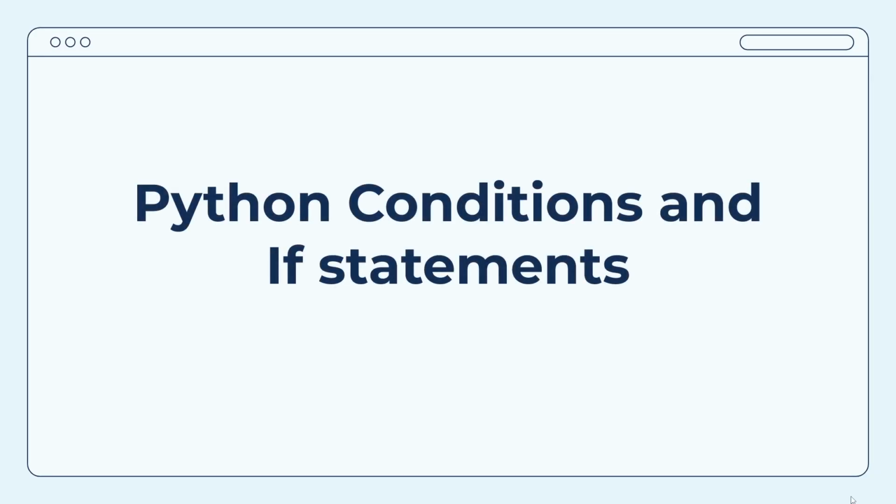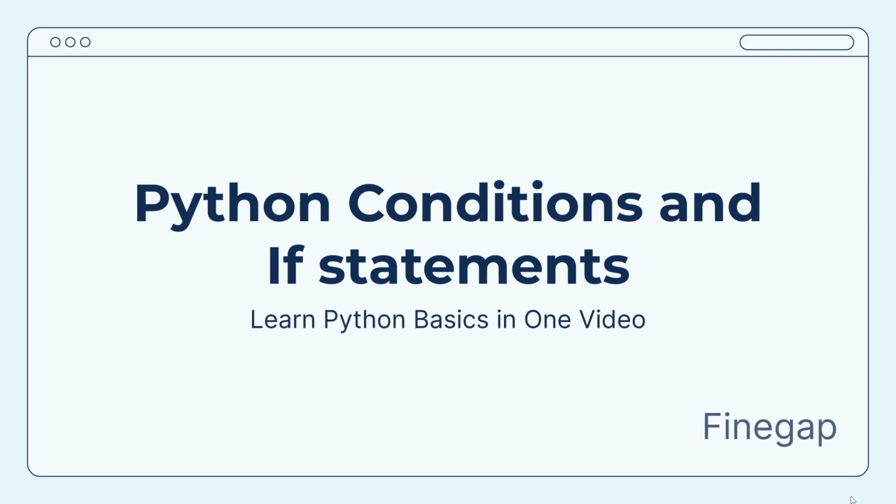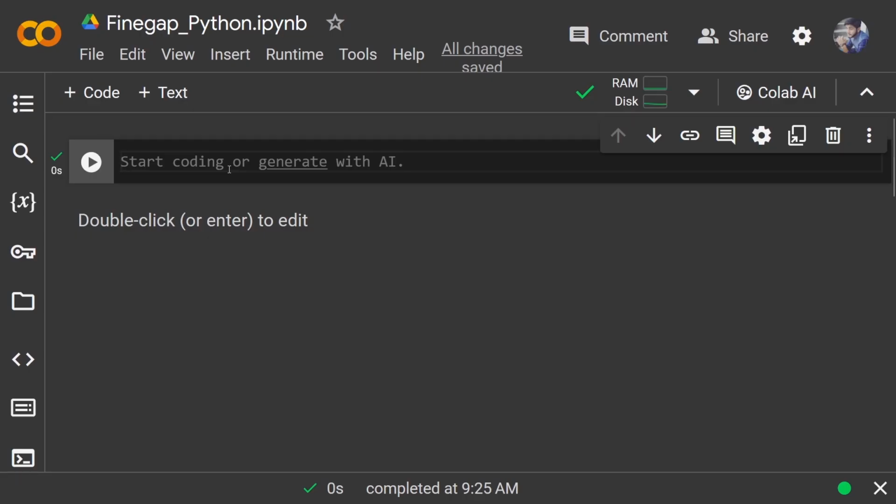Next we are going to learn Python conditions and if statements. The if statement in any programming language is used to check a condition, and if the condition becomes true, then specific lines of code will be executed. Let me show you with an example.